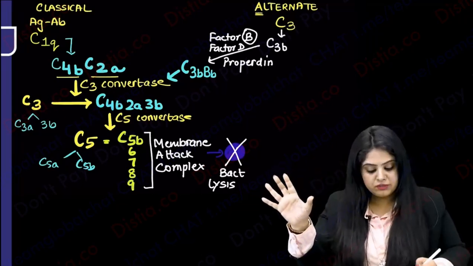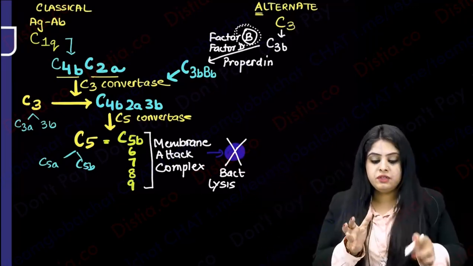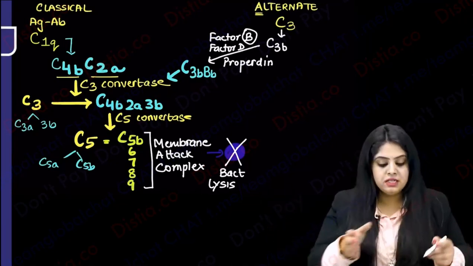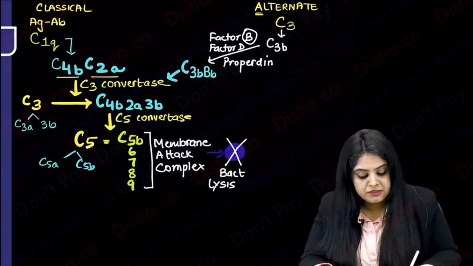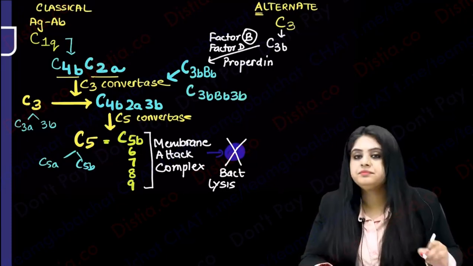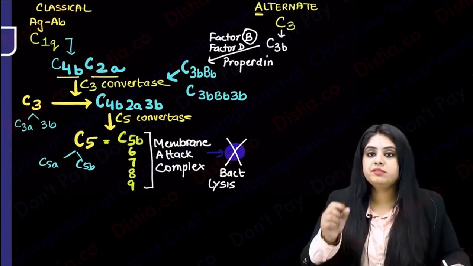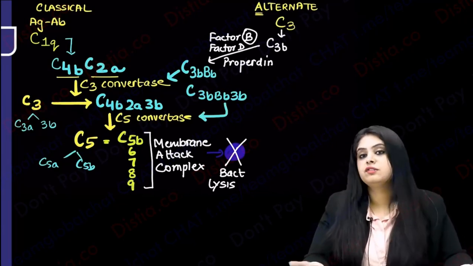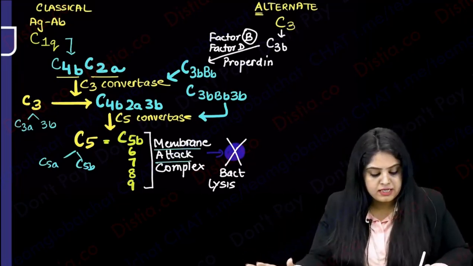So first C3 broke. Let's do a recap. First C3 broke into C3B. It took care of all the B's together. It's taken all the B's of its family, 3BBb, and has gone and attacked another C3. So now ultimately what is going to happen? If it attacks the C3 once again, it is once again going to form C3B, Bb, 3B, and finally after that, that will go and attack your C5. And once C5 is attacked, it's going to be the formation of the membrane attack complex.